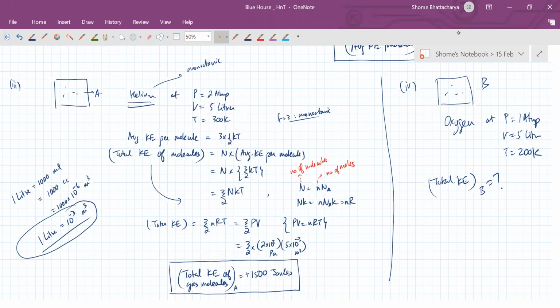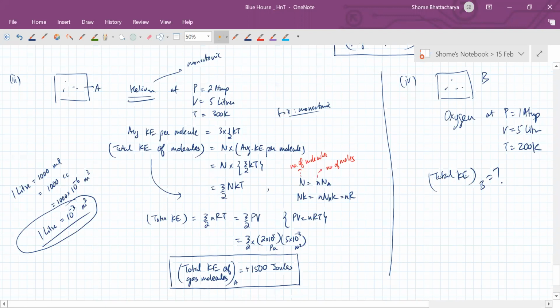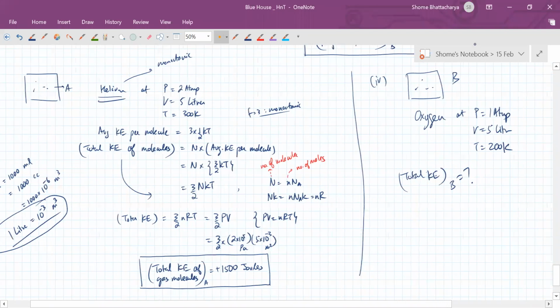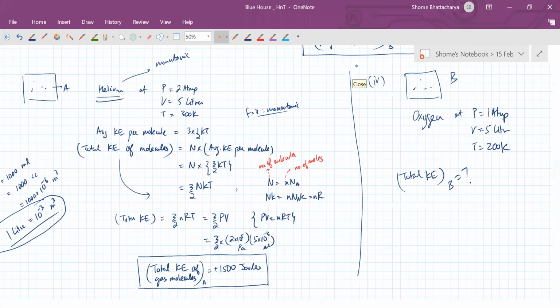Yes, very good, Samarth and Devansh. Okay. Yeah, Shikhar, let's see the answer. Yes, Durgesh, that's correct. Very good. So here remember oxygen. So the degrees of freedom will become how much? 5. So F is equal to 5.